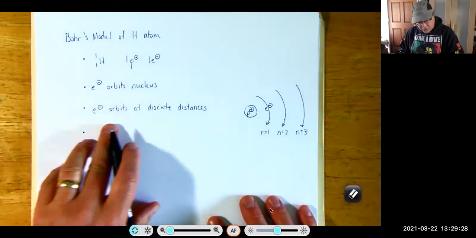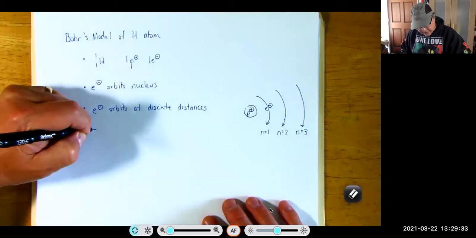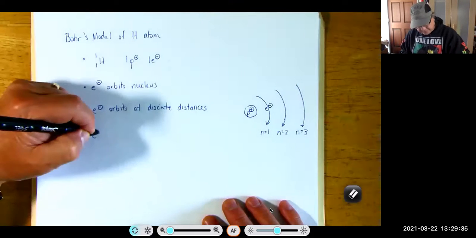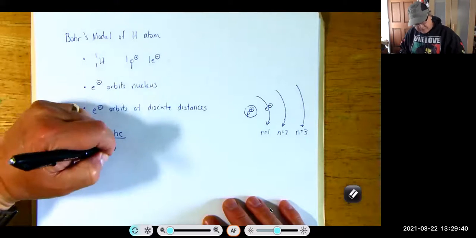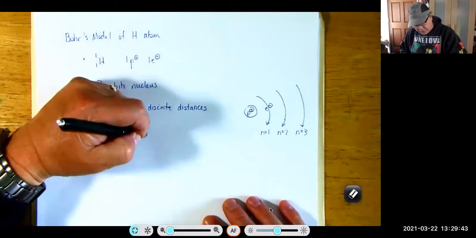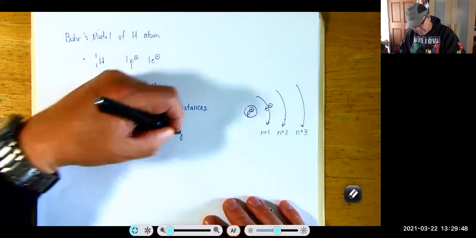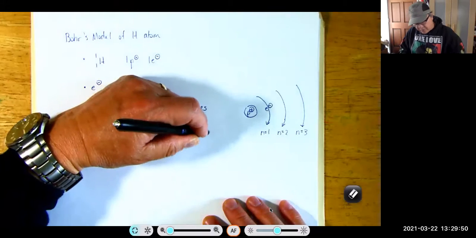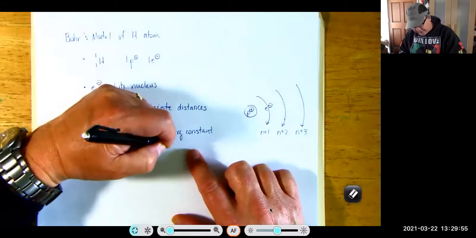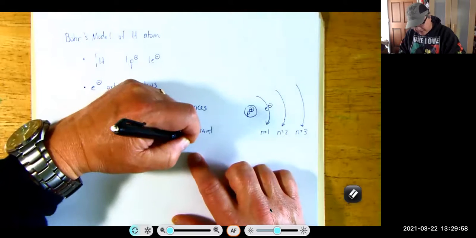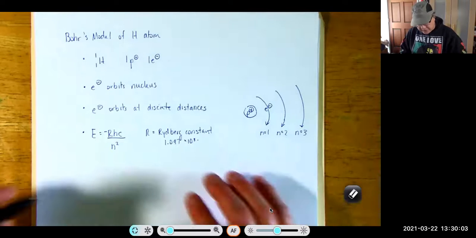When you have the electron orbiting at discrete distances, there's an energy associated with the electron. So the energy associated with the electron is negative RhC over n squared, where R is Rydberg's constant. Now, I always have trouble remembering this one, but it's like 1.097 times 10 to the 8th per meter or something like that. We'll look it up in just a moment.